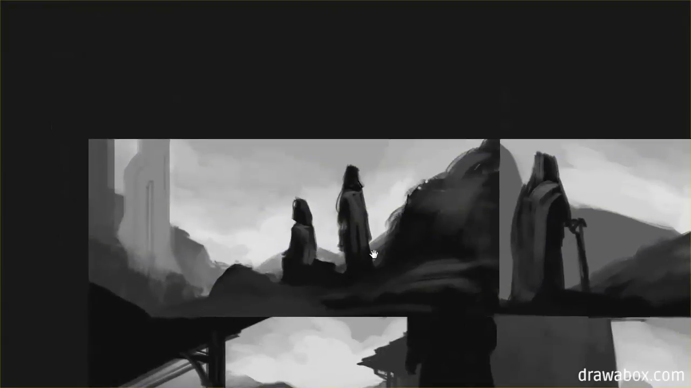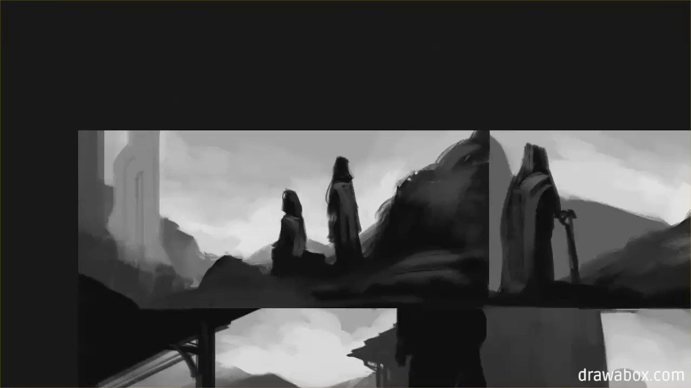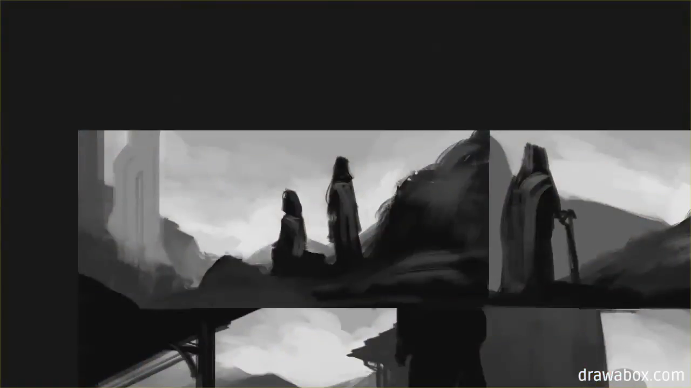Anyways, one way that I love to deal with leading the eye is very simple. If you have a character in your scene and they're looking somewhere, you are going to look where they're looking because you're interested in what they're interested in. These two characters are looking right here.